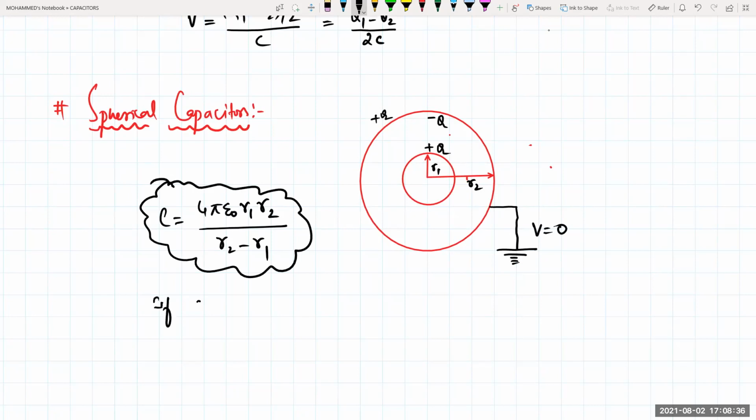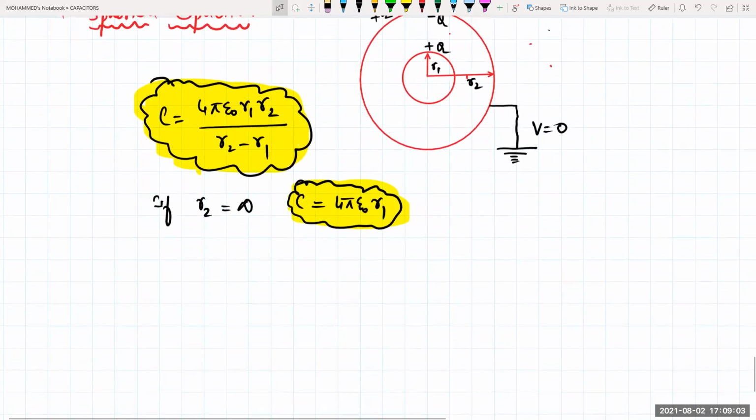If R2 becomes infinity, then C becomes 4 pi epsilon naught into R, for an isolated sphere of only one sphere of radius R. That will be the formula for that one. For two radii, it is 4 pi epsilon naught into R1 and R2 divided by R2 minus R1. The proofs are there for this one, but ultimately there will be no use. Practice with the numericals, that will be better for you to do the problems.